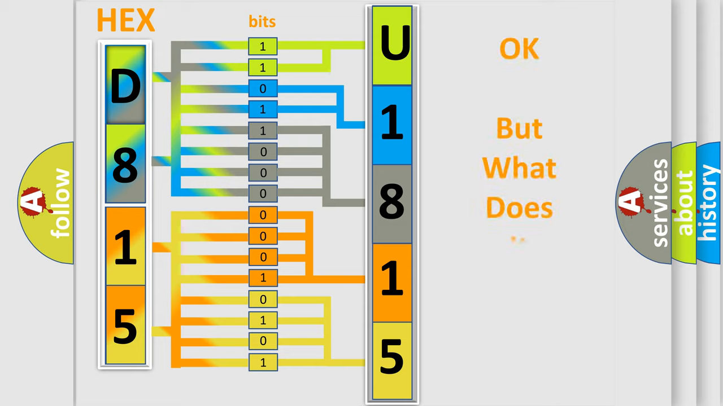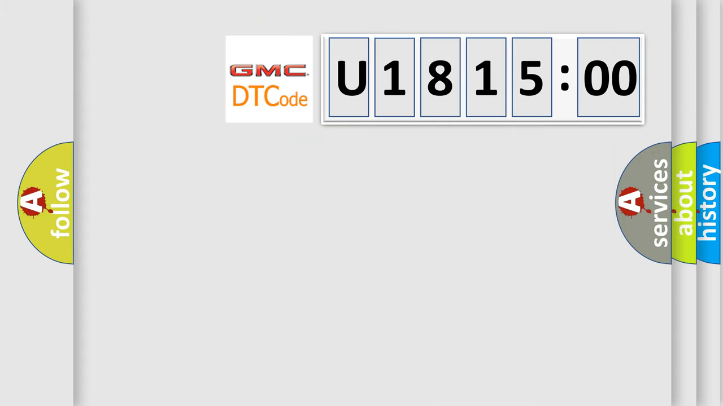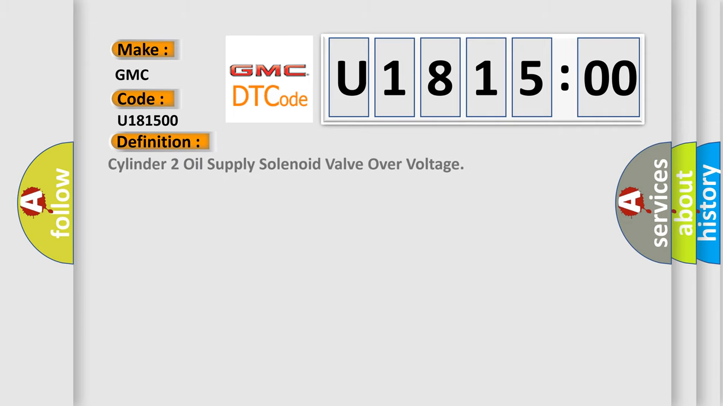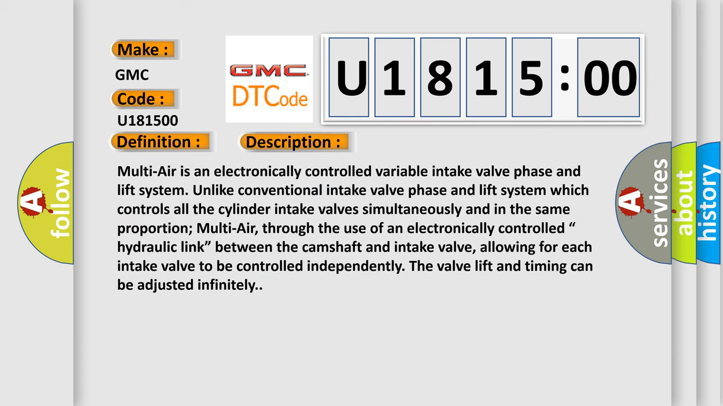The number itself does not make sense to us if we cannot assign information to what it actually expresses. So, what does the diagnostic trouble code U1815-00 interpret specifically for GMC car manufacturers? The basic definition is cylinder 2 oil supply solenoid valve overvoltage. And now this is a short description of this DTC code.